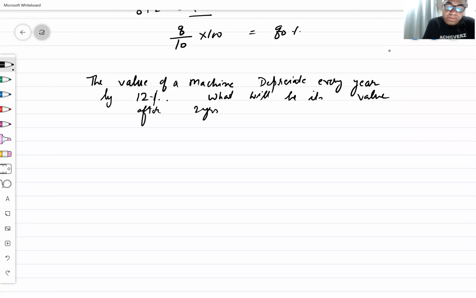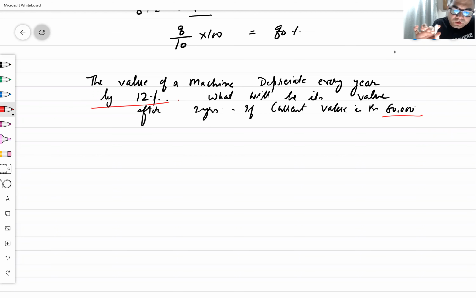The value of a machine depreciates every year by 12%. What will be its value after 2 years if the current value is rupees 60,000? Do it. I'm sure you will give me the answer in 1 minute, right? Looks so easy, right? It's 60,000 initially. Now it depreciates by 12%. Now there could be two ways of doing it. One is you calculate this depreciation, then subtract this depreciation from this value and get the value after a year.